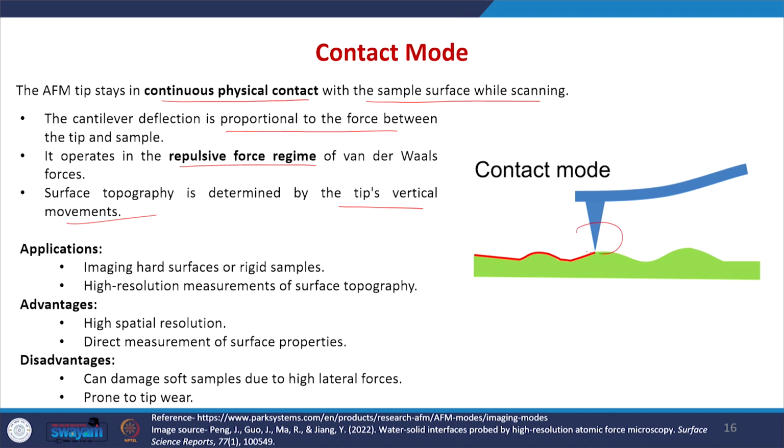You can see here the tip is in continuous physical contact with the sample. So, you get very high resolution images, and the application is that we can use it for imaging hard surfaces or rigid samples, and we get high resolution measurements of surface topography. As I told earlier, the advantage is high spatial resolution and direct measurement of surface properties, but the drawback is that if a sample is soft, it can be damaged, or if the sample is very hard, it can damage the tip.